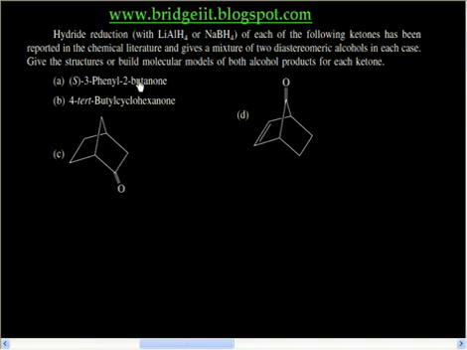These are basically reduction reactions. So you have lithium aluminum hydride, or you can use NaBH4. Both reagents basically give H minus. This is a hydride donor. So in these reactions, basically reactions happen through H minus.